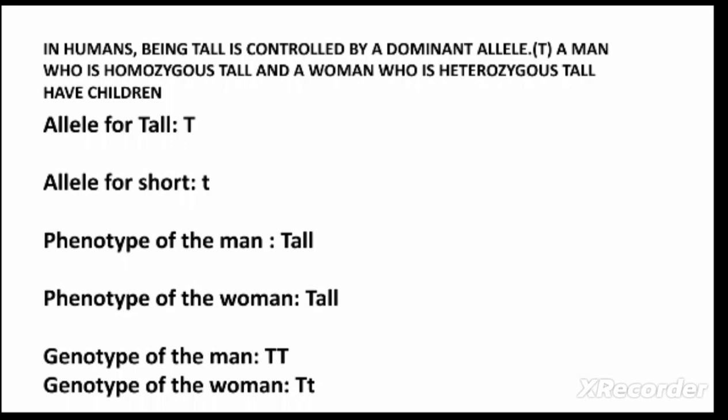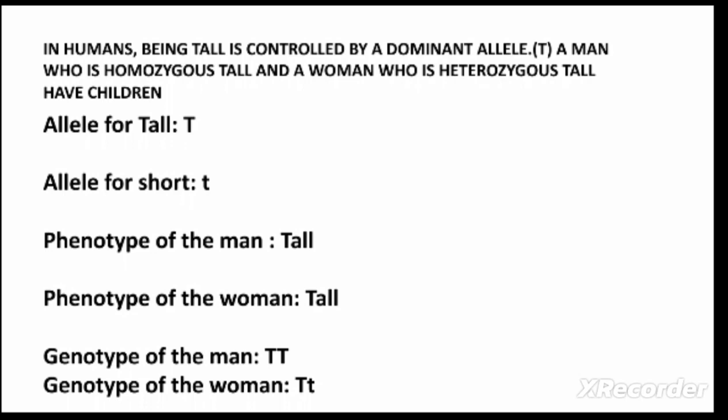Phenotype of the man: you are told in the statement that the man is homozygous tall. So the phenotype is tall, what you can see, the physical appearance. And the woman is heterozygous tall. Heterozygous or not, she is still tall. So the phenotype of the woman is tall.